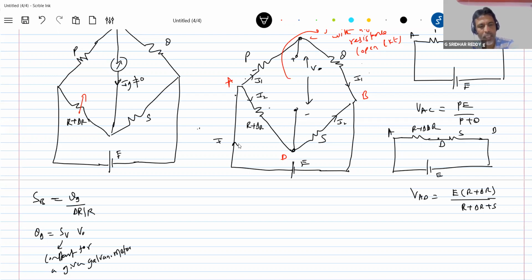This SG is a constant, okay, let's not bother. This V naught is what I should calculate. And delta R by R has to be determined. So how to calculate V naught? I know the drops VAC and VAD.